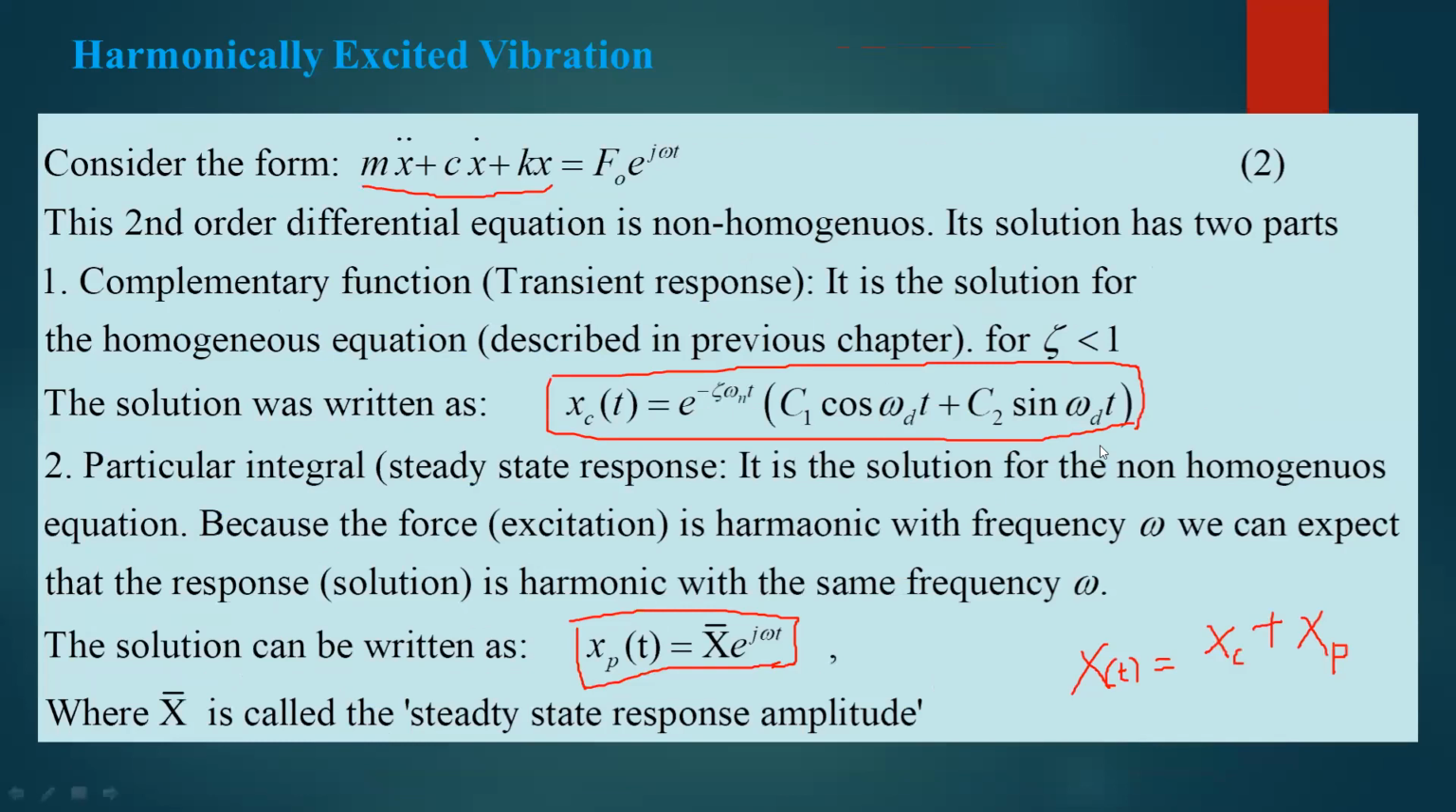This is the complementary solution for this case. That means this solution is the solution for mx double dot plus cx dot plus kx equal to 0. For that, we have this solution. And for the forcing function, now it is with sine.